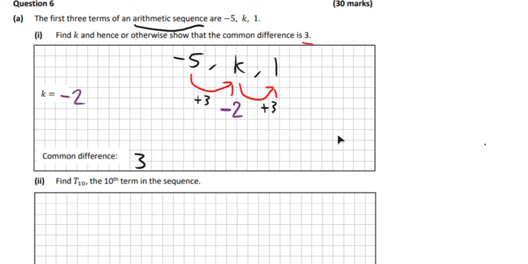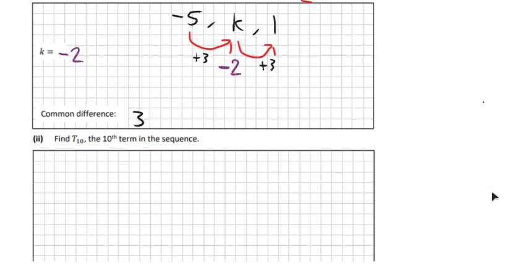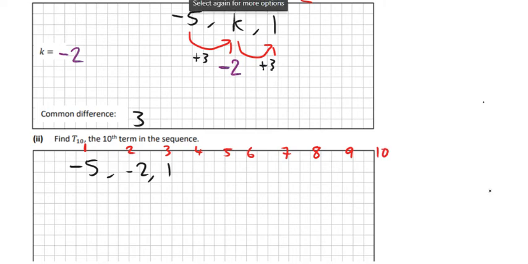The second part: find the 10th term in the sequence. Your first 3 terms now are -5, -2, and 1. So that's the first term, second term, third term. The easiest way to do this is just to keep going, 4, 5, 6, 7, 8, 9, 10, going up in threes. Next one will be 1 plus 3 is 4, plus the other 3 is 7, 10, 13, 16, 19, and 22. So 22 is our answer here.